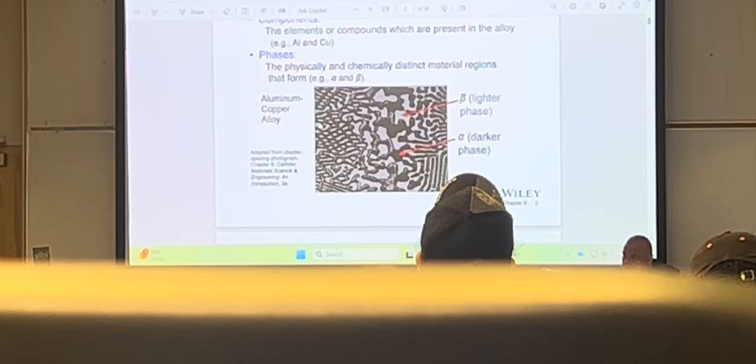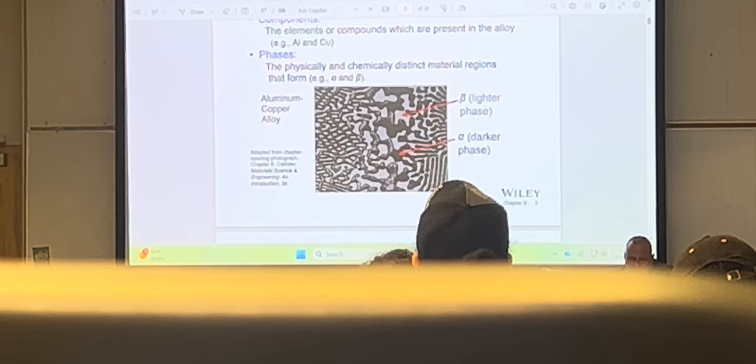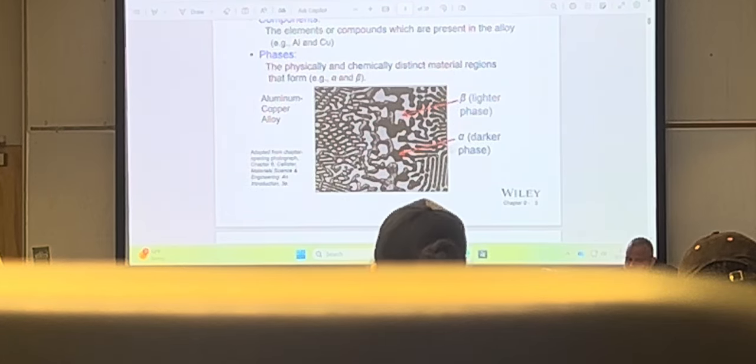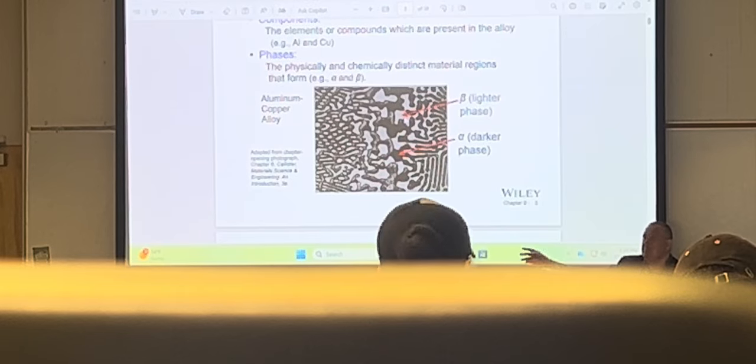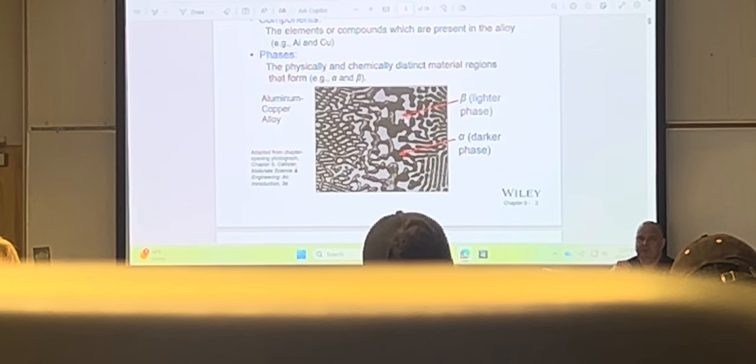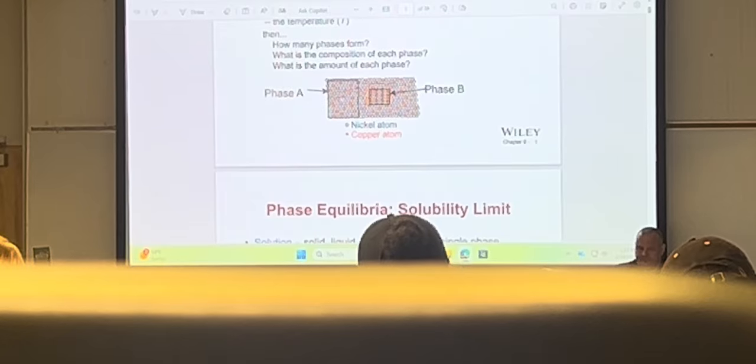So here's an aluminum copper alloy. If you look at the microstructure, and I hated that they didn't give you the scale here, but it's probably like on the micron level. We have alpha phase, which is darker, and we have beta phase, which is lighter. And it's still, again, aluminum and copper, but they have different compositions. So the amount of aluminum and amount of copper in each phase is different, just like it's shown schematically here. You can see that roughly you have like 50-50 nickel copper, and over here you have more nickel than copper.